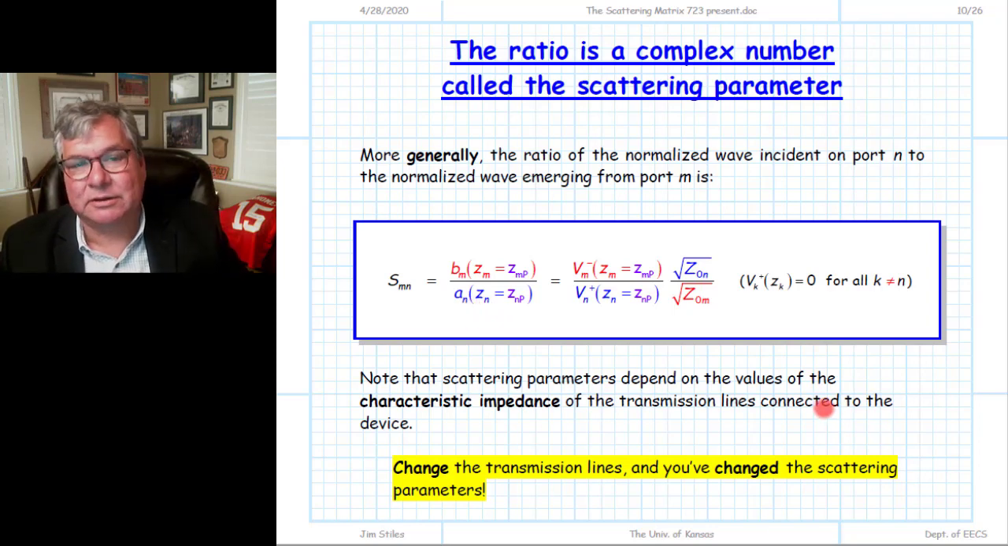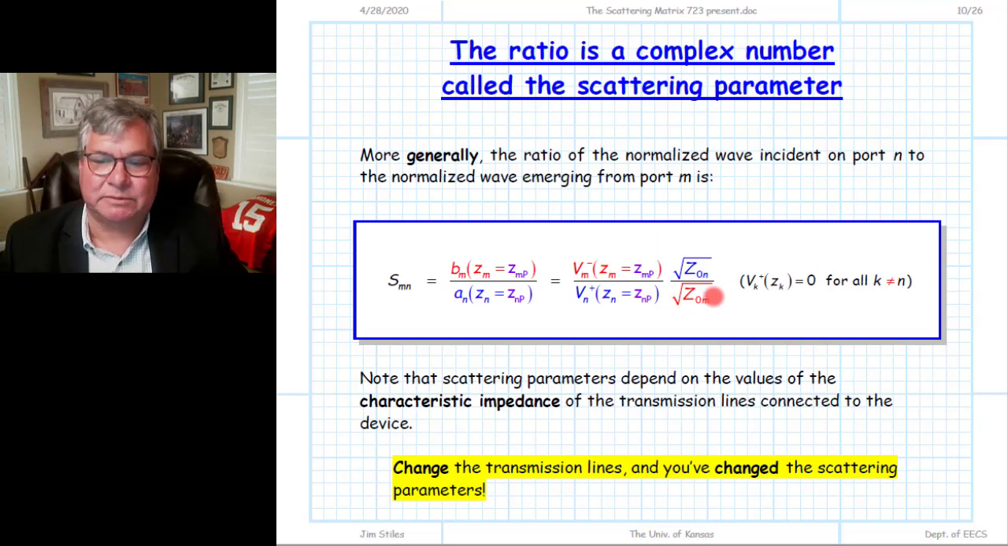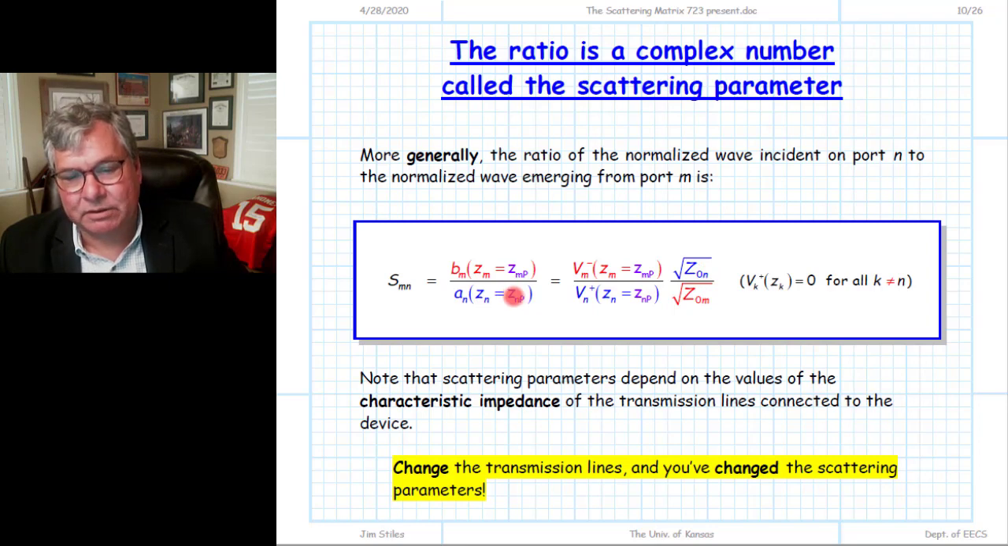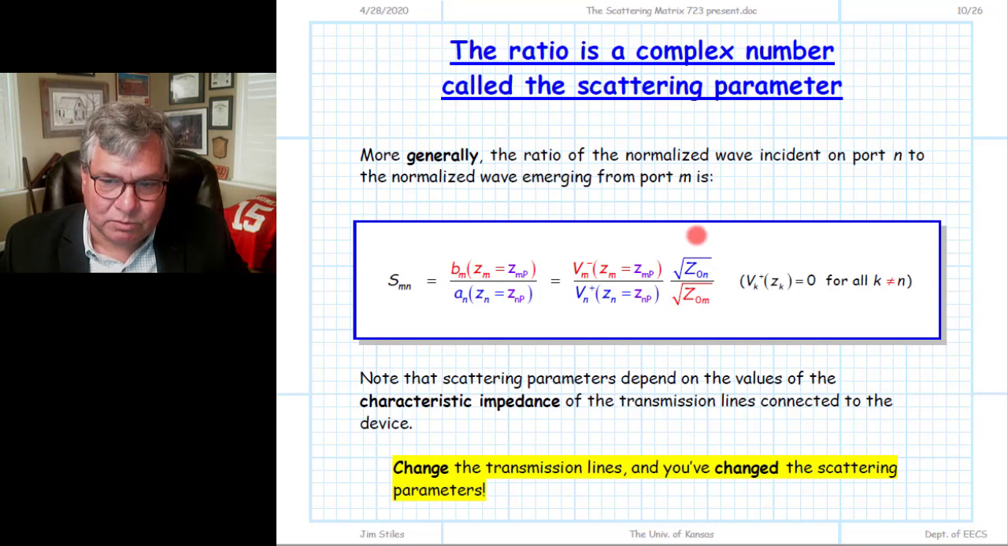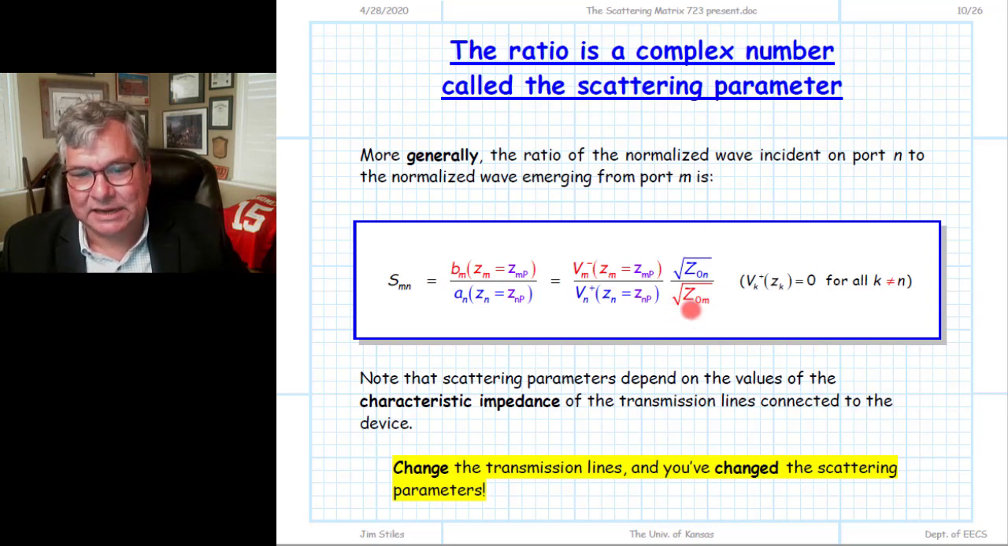One extremely important point in all this. Again, we go through and rewrite this in terms of V minus and V plus, and we see this ratio of the square root of the characteristic impedance. And we see, well, that's because of the normalized complex waves that we defined here. But this is a really important thing to point out. What this says is the scattering parameter of a device, and thus the scattering matrix of a device, depends on the characteristic impedances of the transmission lines connected to it.